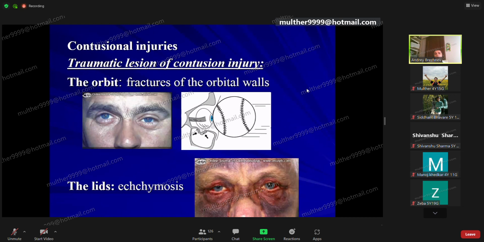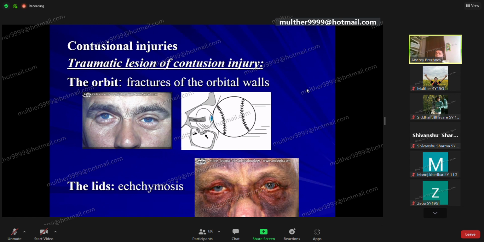So the orbit. What can happen with the orbital walls during blunt trauma? There may occur fractures of the orbital walls. If you remember the anatomy of the orbit, there are 4 main walls of the orbit: superior, inferior, lateral, and medial. The medial is the thinnest one, so rather often we can see fractures of the inner wall of the orbital cavity. We can see traumas of the inferior wall.